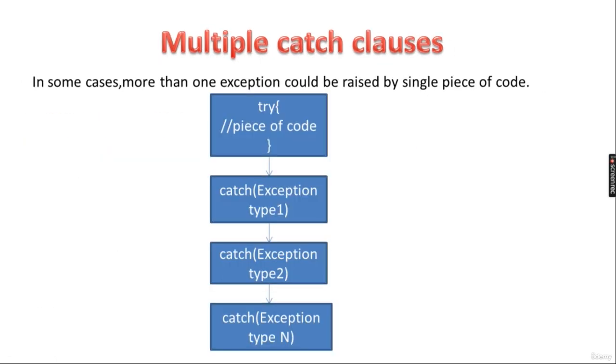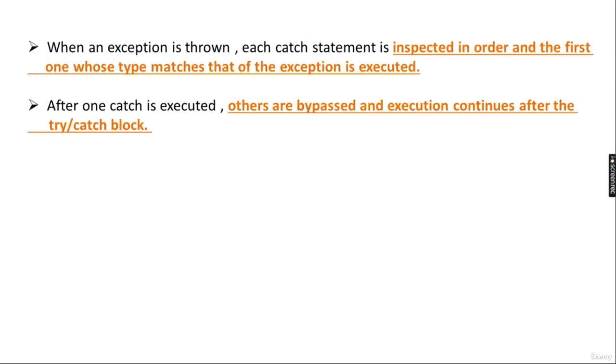Now, multiple catch clauses. In some cases, more than one exception could be raised by a single piece of code. So this particular piece of code may generate multiple types of exception at the same time. So there are multiple catch clauses you can write. In try, you write the piece of code that needs to be monitored, then a catch clause with exception type 1, a catch clause with exception type 2, a catch clause with exception type n. You can write as many exception types as you need.